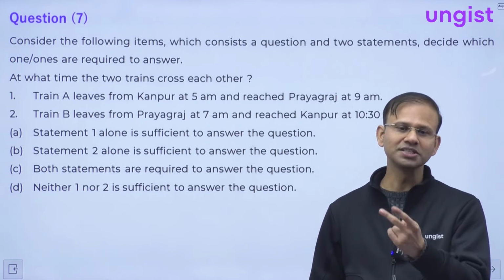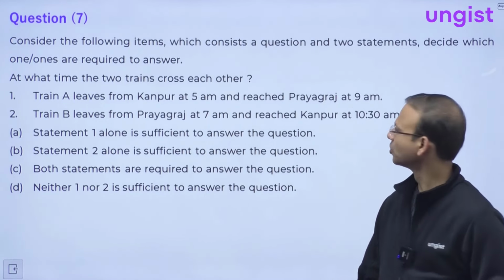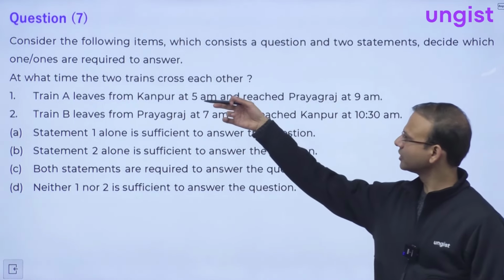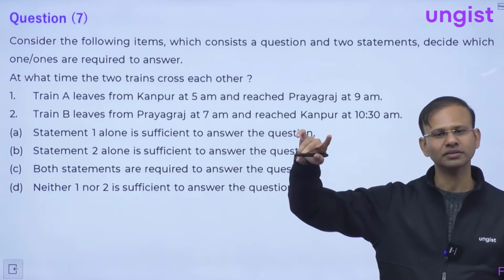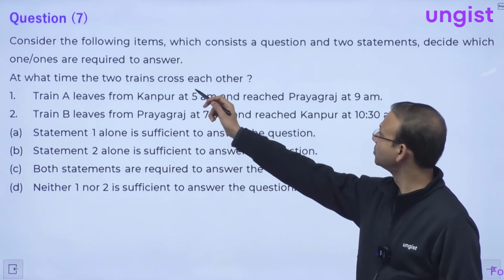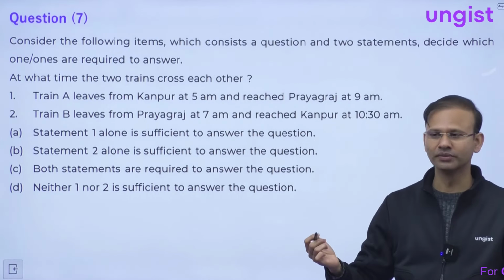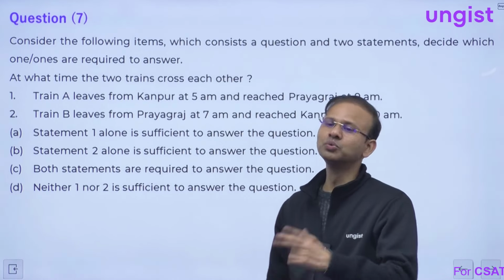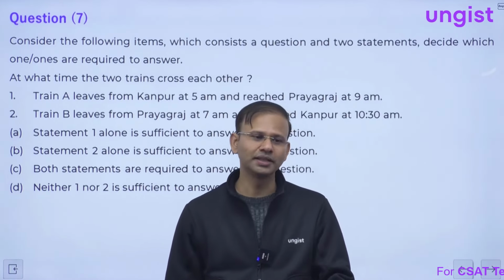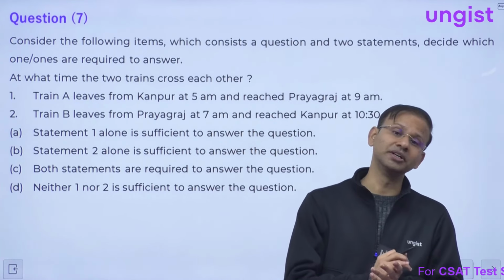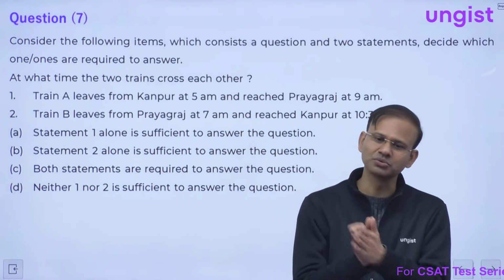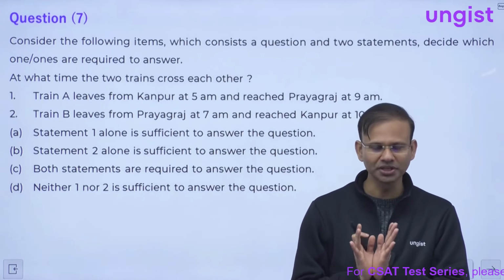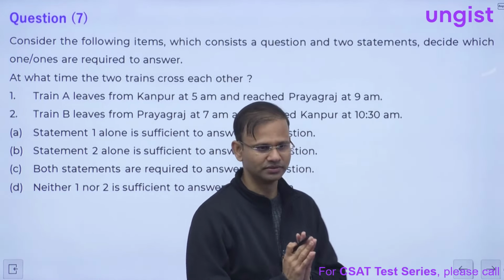We need both the statements; alone one statement is not sufficient. Because in the first statement, they are talking only about train 1, and the question says, at what time the two trains will cross each other. And in the second statement alone, they are talking about train 2 only, and the question is, at what time the two trains will meet? So obviously, both the statements are needed to solve this question. Everybody clear?